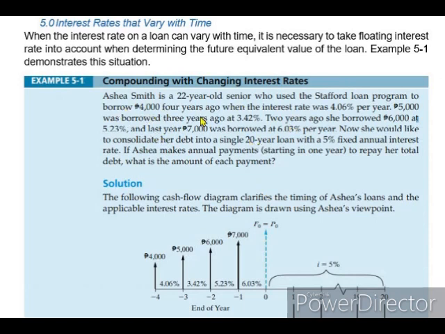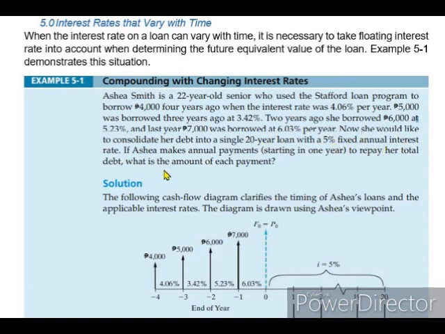So, Ashia Smith is a 22-year-old senior who used the Stafford Loan Program to borrow 4,000 pesos 4 years ago when the interest rate was 4.06% per year. So 5,000 pesos was borrowed 3 years ago. So ito nagbabago-bago guys, 3.42% na. Tapos 2 years naman ago ulit, she borrowed 6,000 naman. So iba na naman guys. Okay? So last year, 7,000 borrowed, iba na naman ang interest.